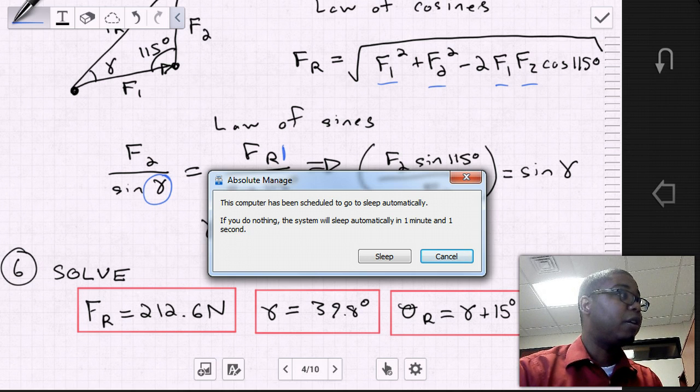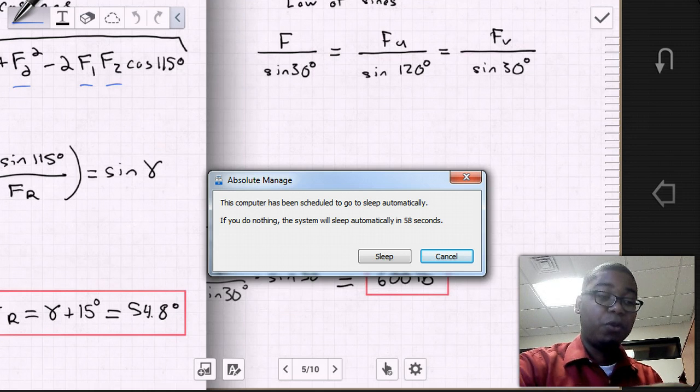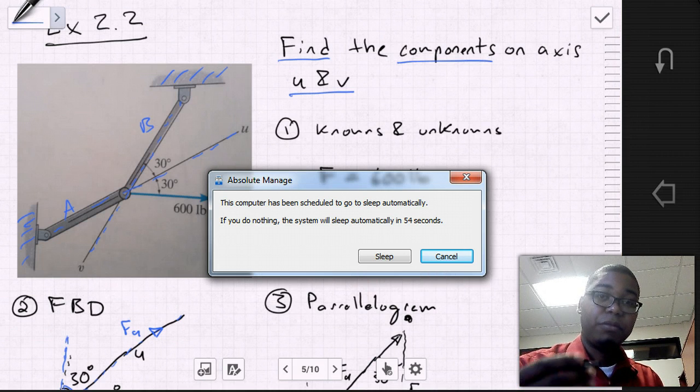And this is how we solve these basic problems of adding force vectors together in order to determine the resultant. So let's go ahead and do another couple of problems. These we'll do a little bit quicker because I don't want this video to go on and on. So let's look at example 2.2.